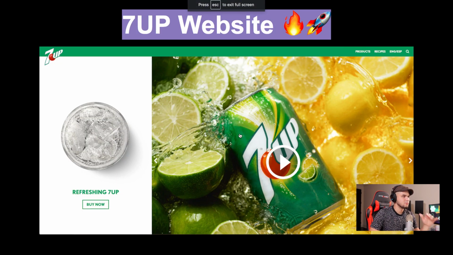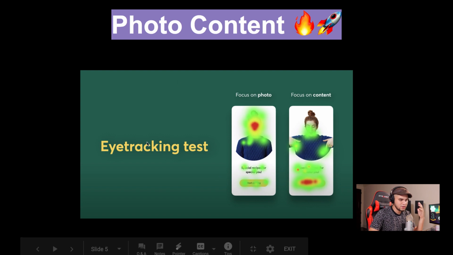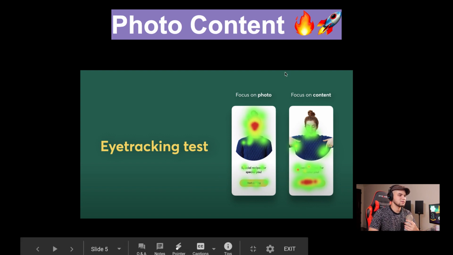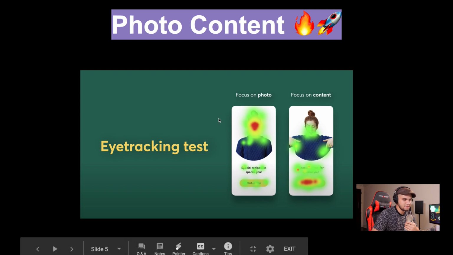So, diving a little bit deeper into this, that was the 7up website. I love it. The big images, like I said, are very, very in right now in 2020. It's one of the biggest things that you can do. And this is one example that I'm going to share with you guys, showing you how important it is to add photos in your app and website designs. So specifically right here, let me actually get my pointer here. You can see the eye tracking test.